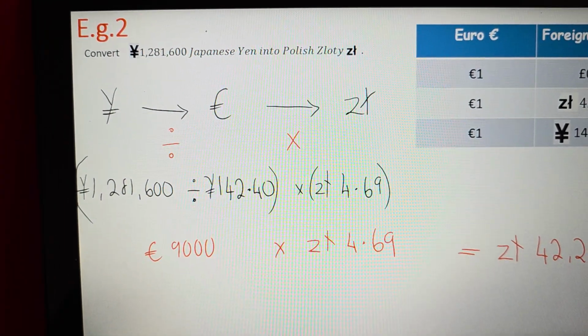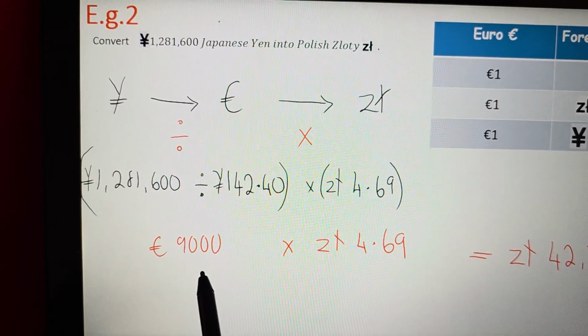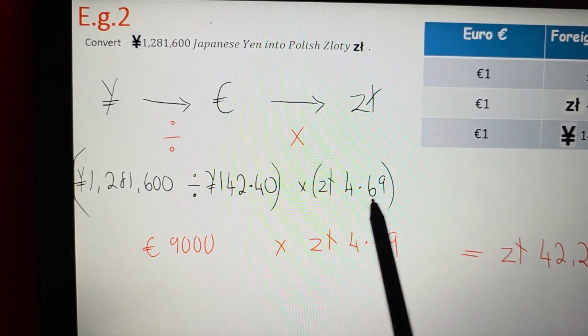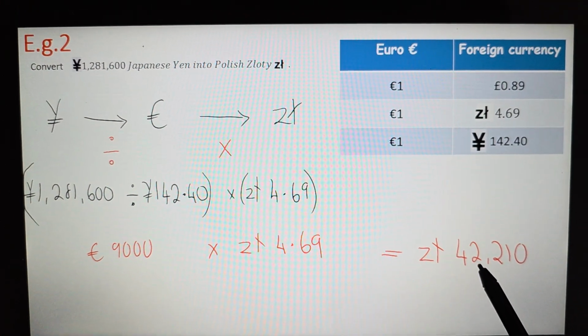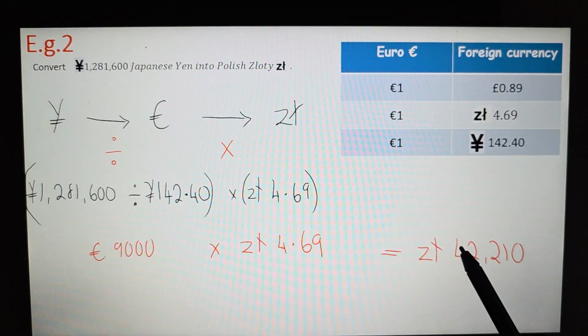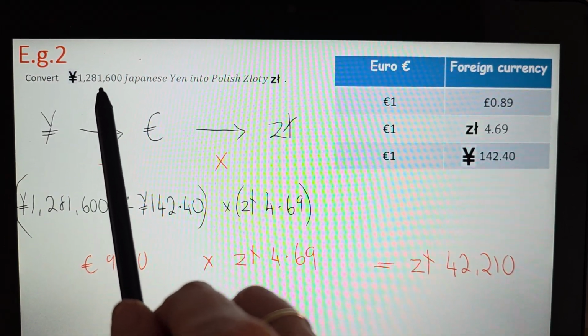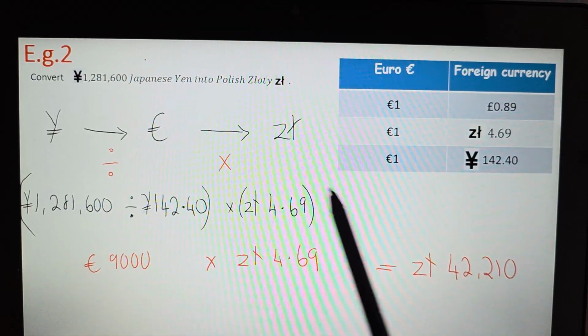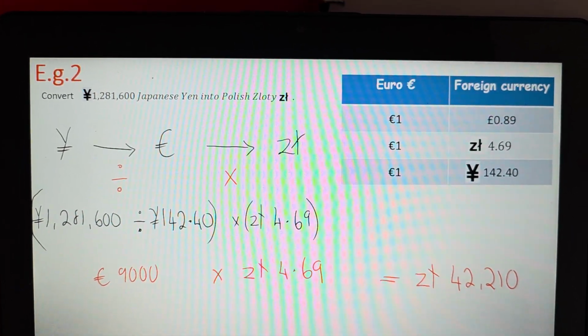Okay. So this first bracket works out to be 9,000 euro. And then I'll multiply that by 4.69 zloty. And my answer then will be 42,210 Polish zloty. Which means 1,281,600 Japanese yen is equivalent to 42,210 zloty.